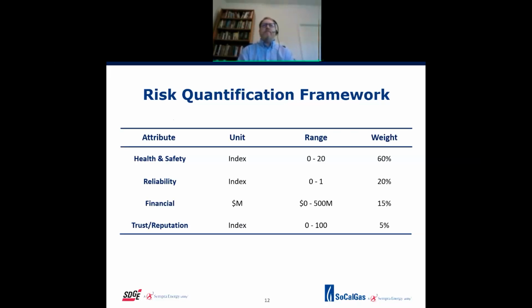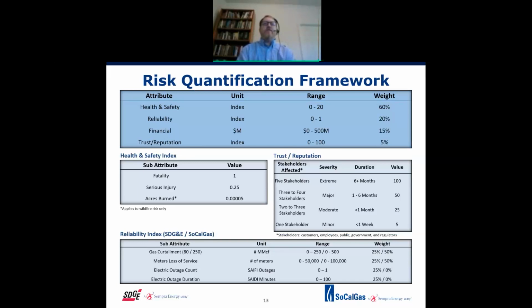Okay, next slide. And then this is the more detailed view. It's basically the same thing. That top blue box is pretty much what we just saw on the previous slide, and then it's broken out further below. So I'll focus on the health and safety index over there in the middle on the left. Similar to last time, we're including, from a human health standpoint, fatalities and serious injuries. And based upon outside external work through academia and the government, we are weighting serious injuries to be 0.25 of a safety unit and fatalities at 1.